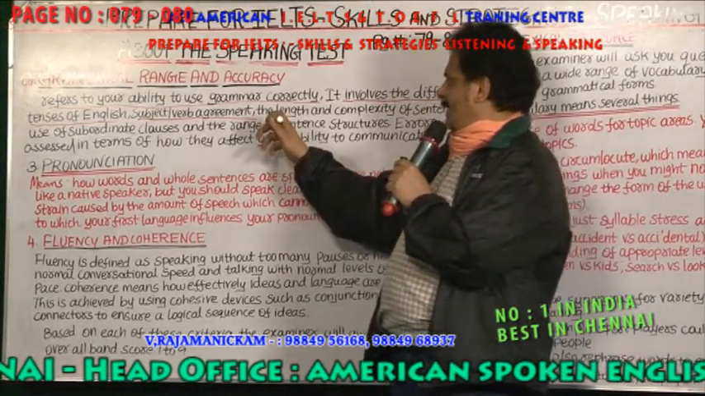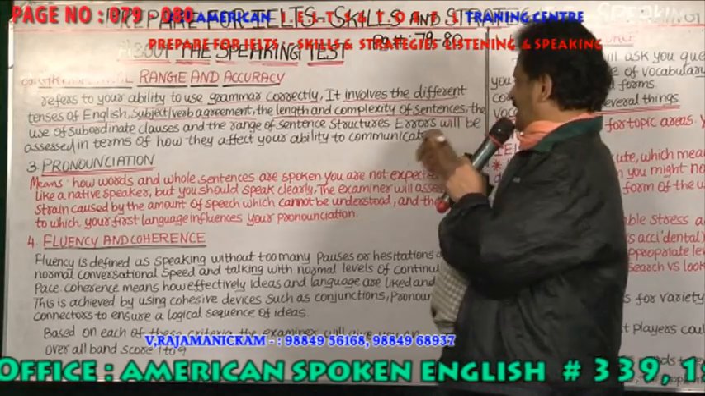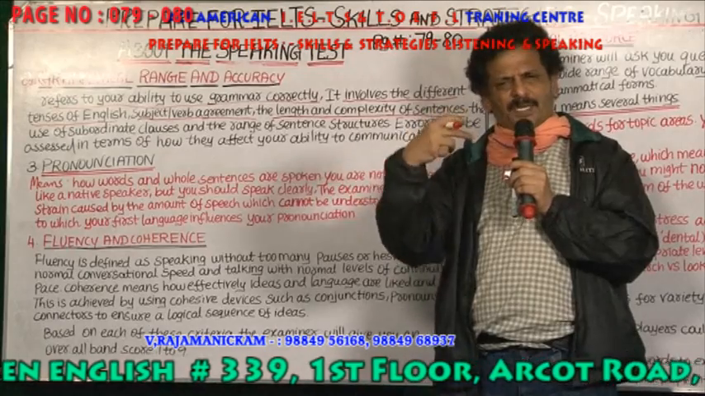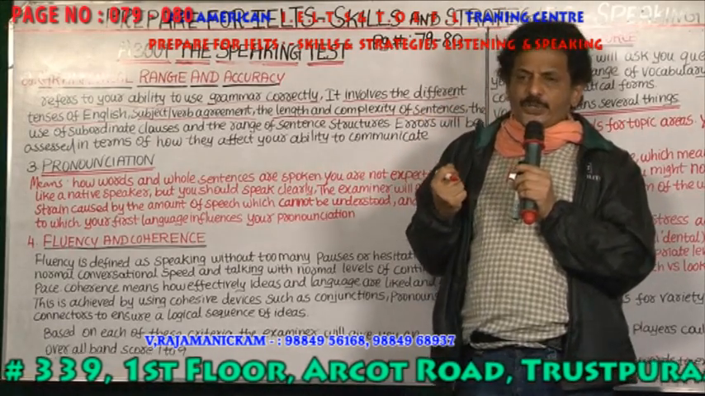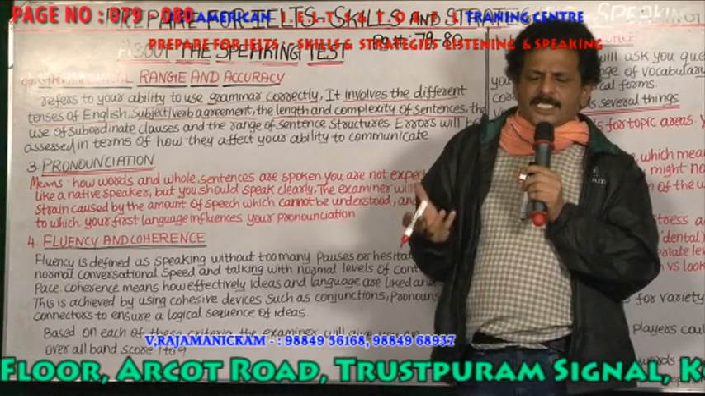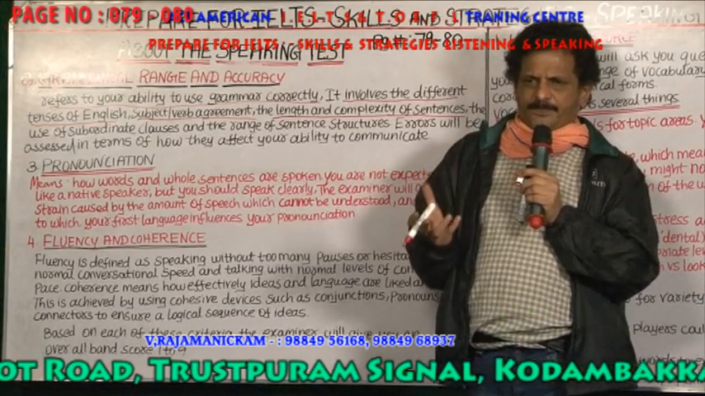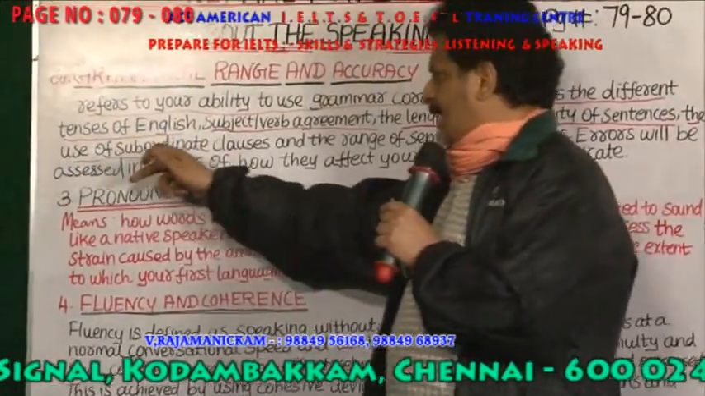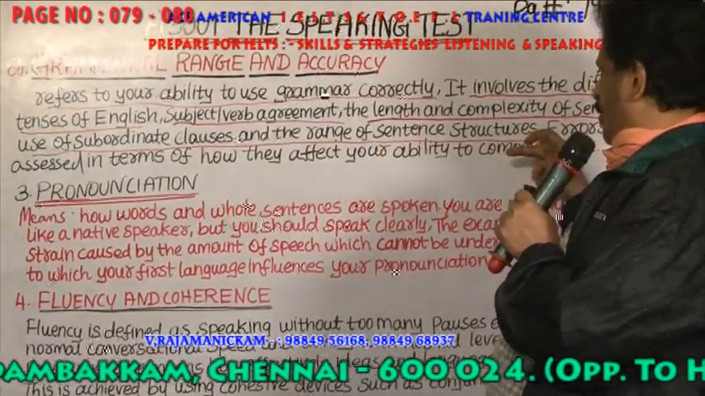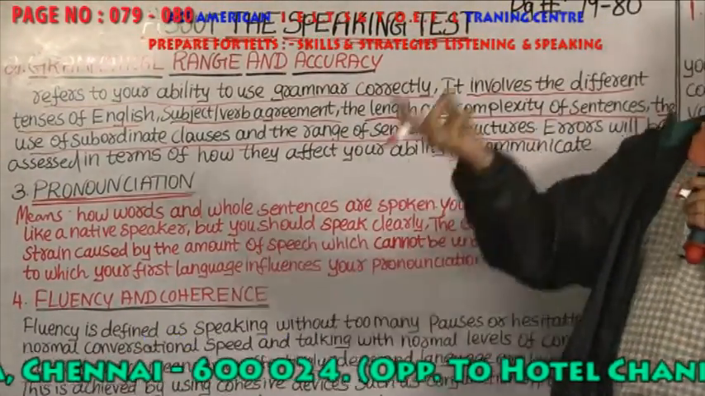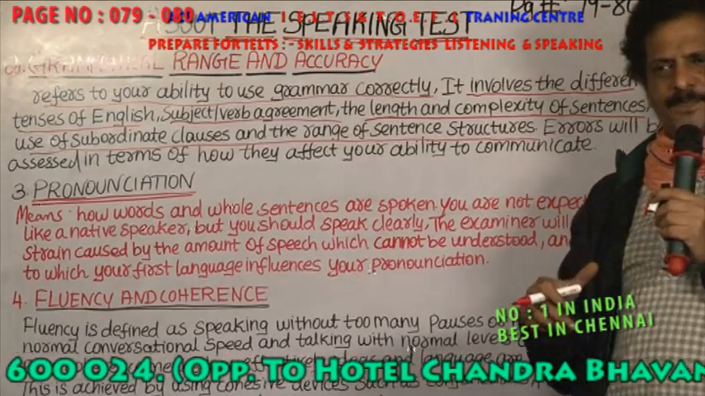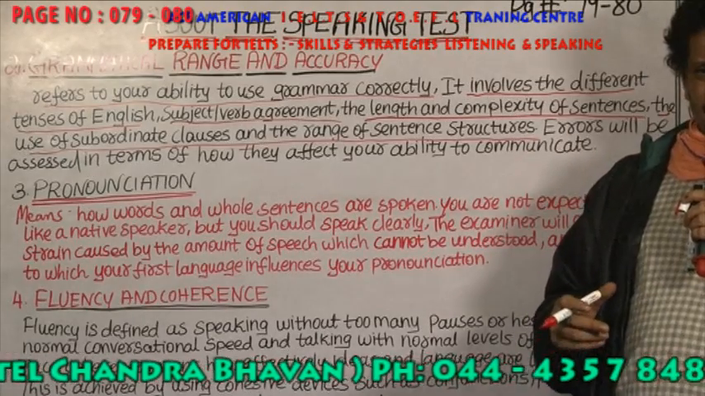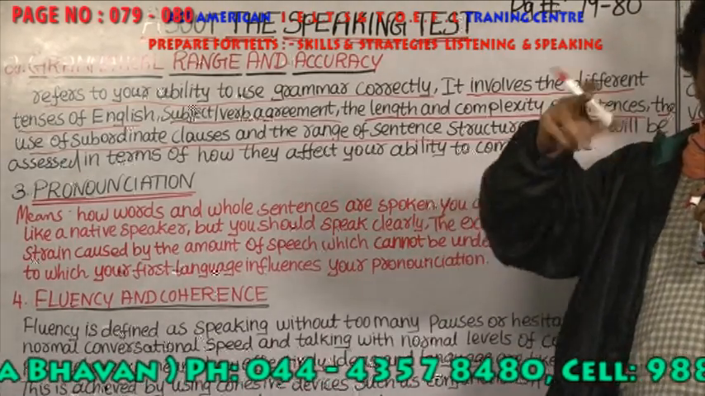The length and complexity of sentences: simple, compound, complex. Are you using all these sentences in your spoken English? Complexity of sentences means the use of subordinate clauses and the range of sentence structures. A subordinate clause is one sentence depending upon another, one idea depending upon another idea. So dependent and independent sentences, how are they connected? Are you using them in your spoken English?